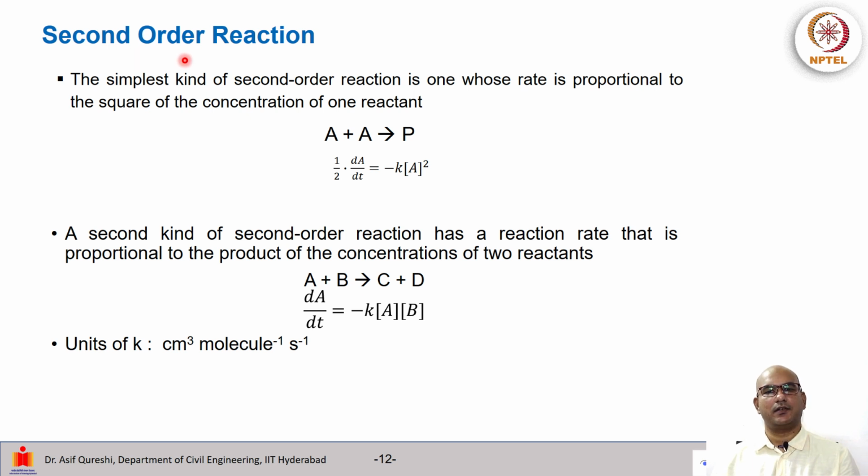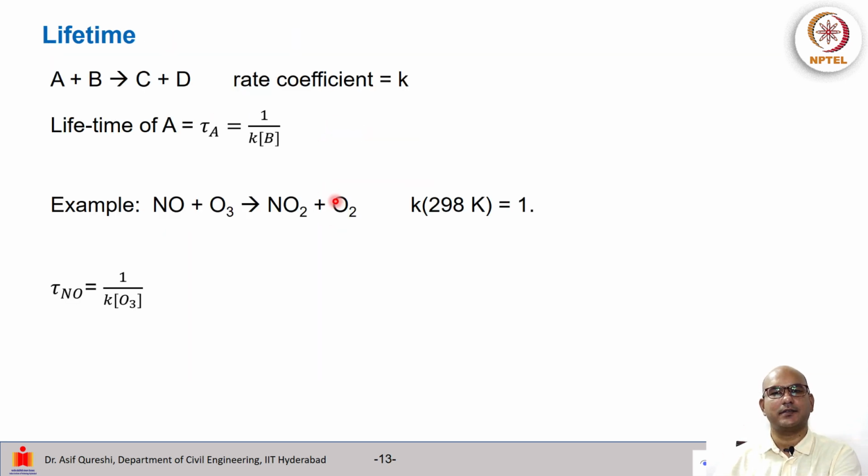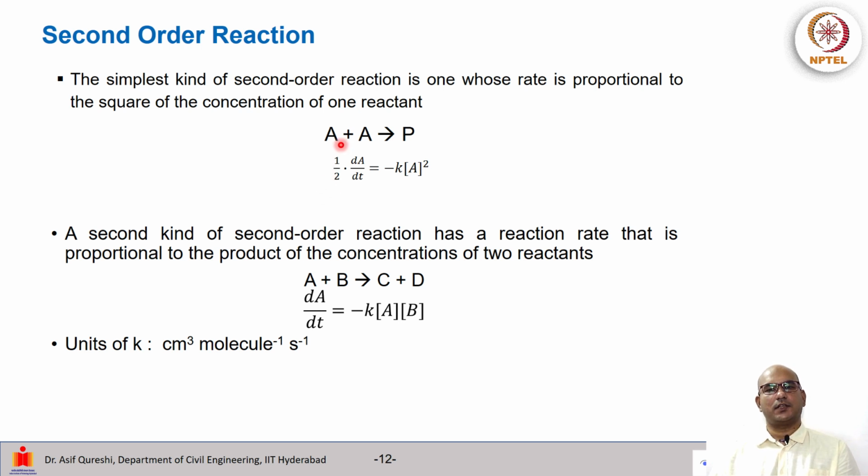Then we have now the second order reactions. These are some simplest kind of second order reaction, where the reaction of A with A gives a product P, and the rate is proportional to the square of the concentration of the reactant. So, in this case, because we are adding two A's and giving P, we have 1 by 2 dA by dt is equal to minus K A to the power 2, so square of A.